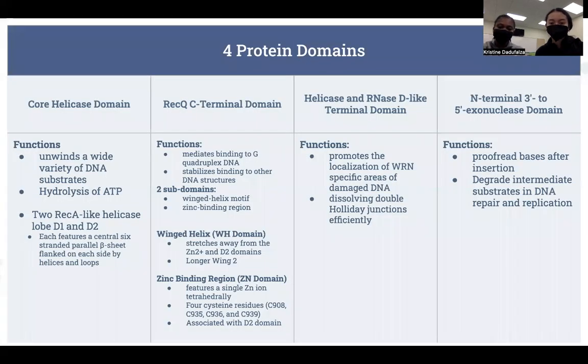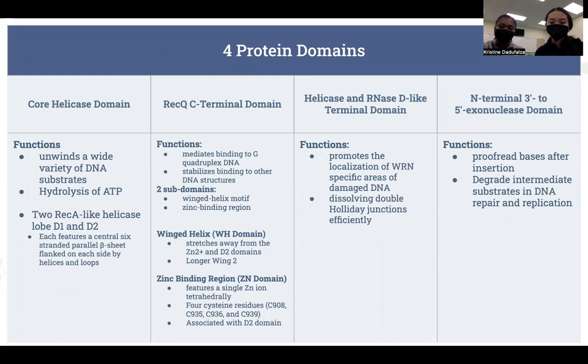In this chart, we listed some functions of each domain and its basic structures. The core helicase domain functions to unwind a variety of DNA substrates and is essential for hydrolysis of ATP. The overall structure of the core helicase domain consists of 2 REC-A-like helicase lobes, which are called D1 and D2. Each of them features a central 6-stranded parallel beta sheet flanked on each side by helices and loops.